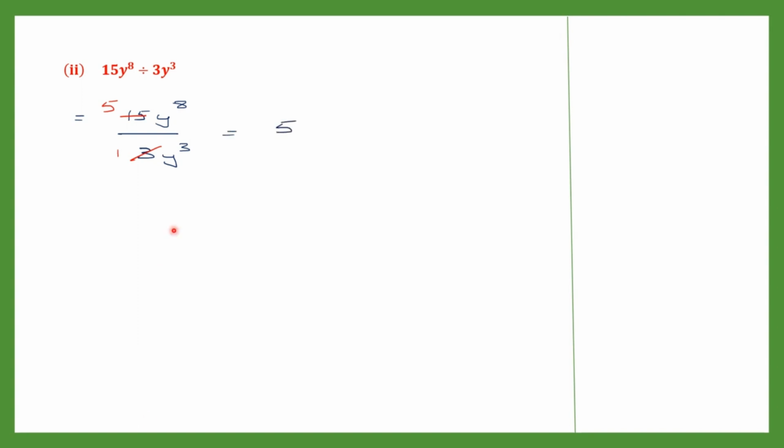Now here we have y to the power of 8 divided by y to the power of 3. The base is the same, so we can subtract the powers. So this becomes y to the power of 8 minus 3. So 5y, 8 minus 3 is 5. So the final answer is this, 5y to the power of 5.